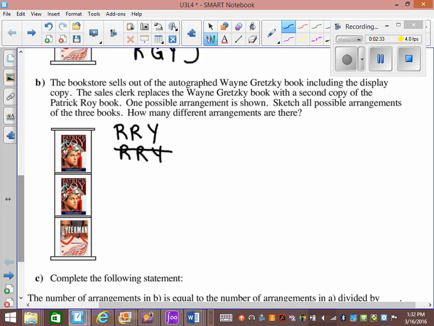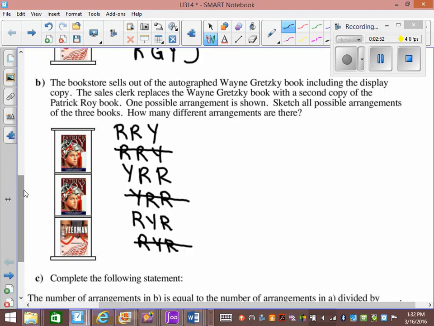What about Waugh, Yzerman, Waugh? Then I could flip the Waugh books, but because they're in perfect condition, no difference. Then I could have Yzerman, Waugh, Waugh, or flip my Waugh books, same thing. So how many do I actually have? Only 3 different ways, right? Because with those 2 books, you can't tell the difference.